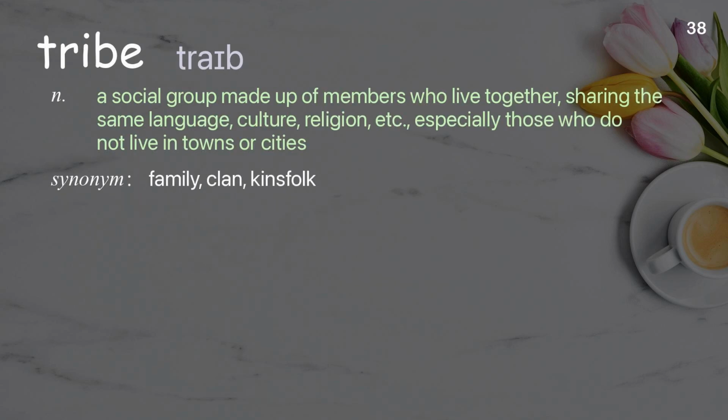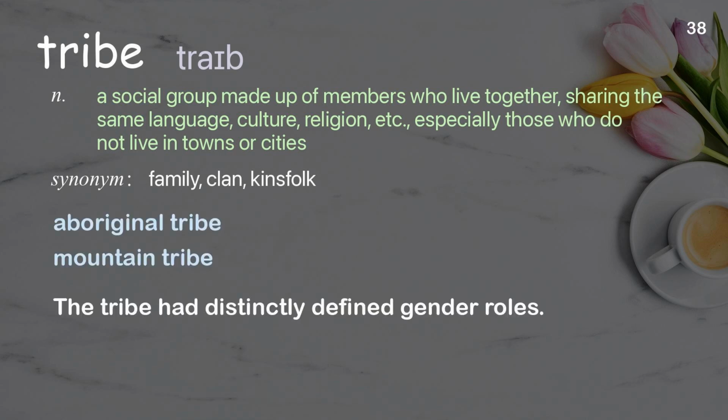Tribe. A social group made up of members who live together, sharing the same language, culture, religion, etc., especially those who do not live in towns or cities. Examples: Aboriginal tribe. Mountain tribe. The tribe had distinctly defined gender roles.